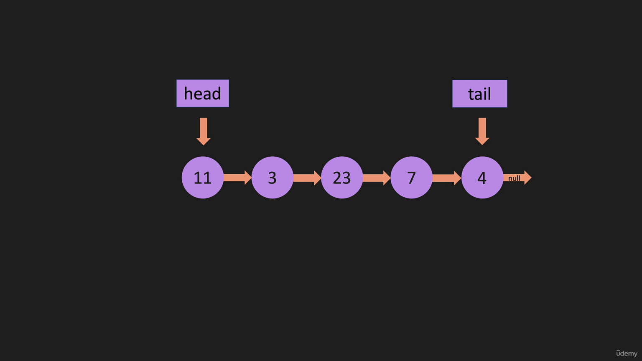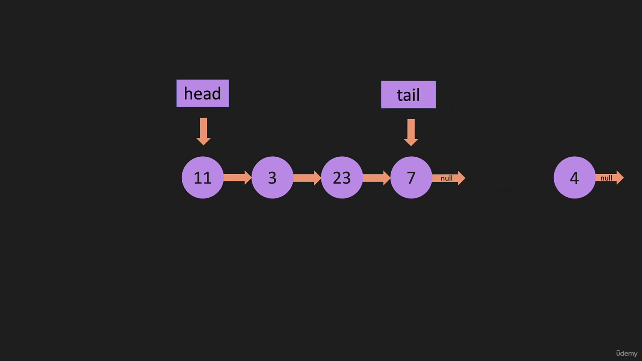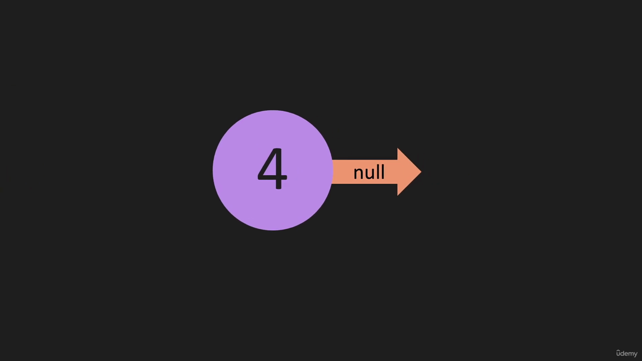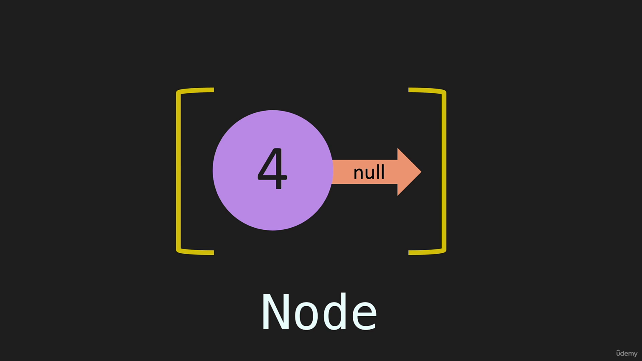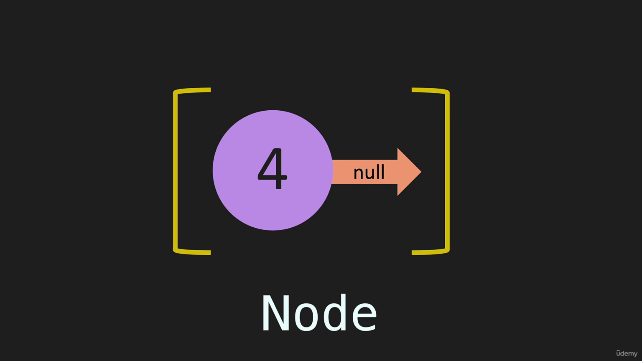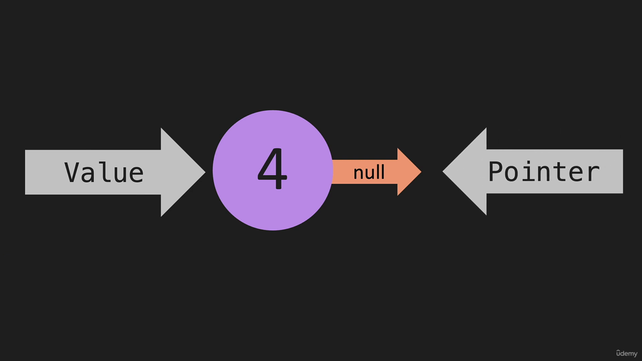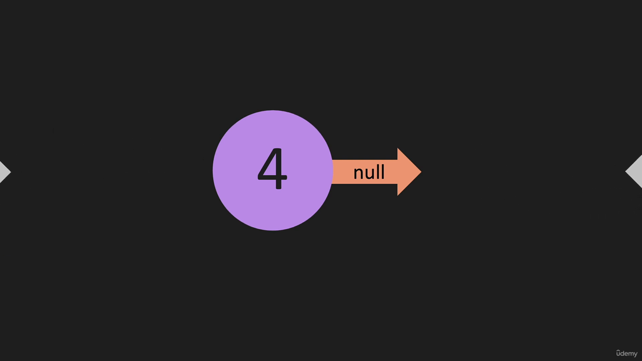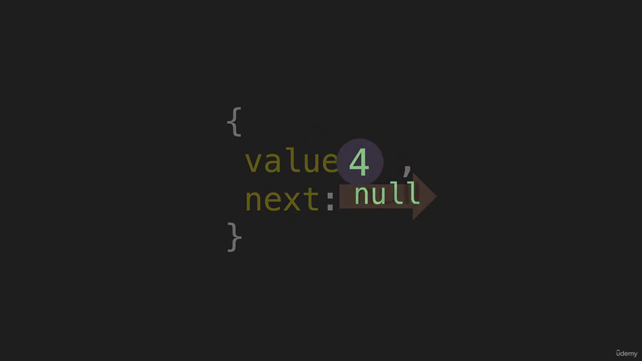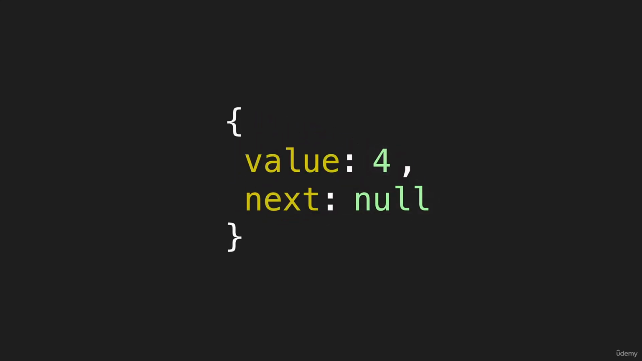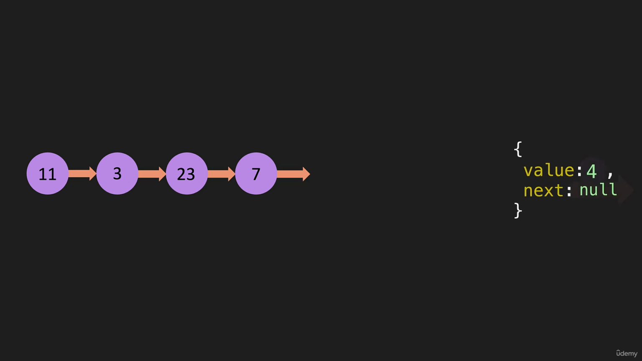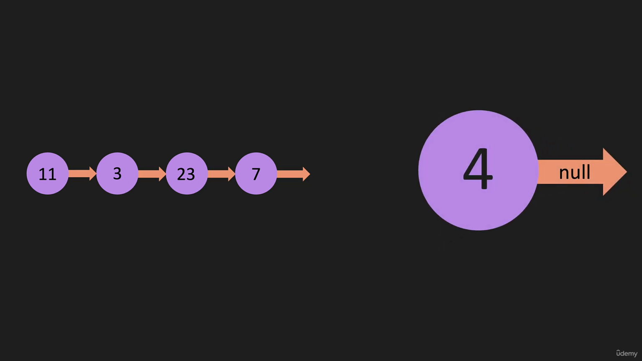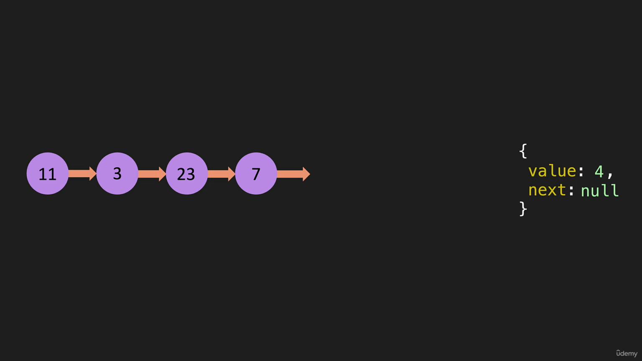In order to answer that question, let's pop this 4 off and take a closer look at it. In order to understand this, we have to know what a node is made up of. It is this entire thing. It is both the value and the pointer. It's not just the value, it's the whole thing. So this node is actually an object that looks something like this, that has value and next. So this is what we're adding into the linked list. We represent it graphically like this because this is easier to look at, but this is what's really going on.